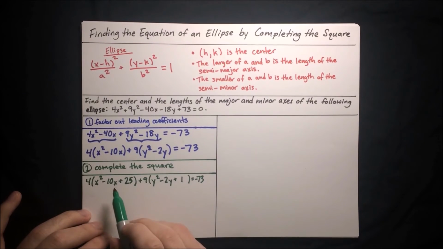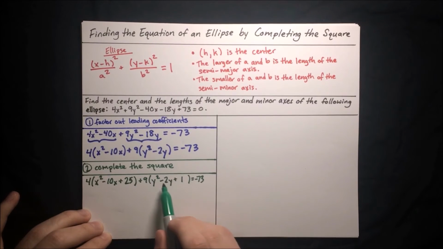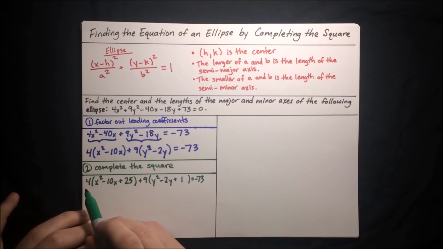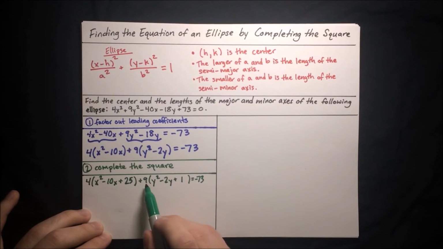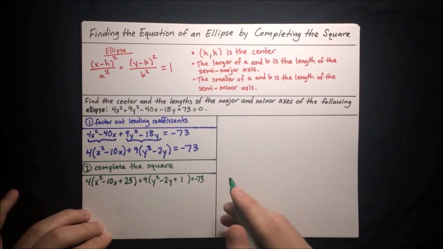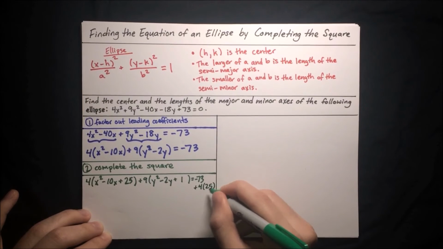And before we jump into factoring these two expressions, remember that whenever we make a change to one side of the equation, we have to do the same change to the other. So in this case, we've added 4 times 25 and 9 times 1 to the left side of the equation. So we also have to do that to the right side. So we have to add 4 times 25 and add 9 times 1.